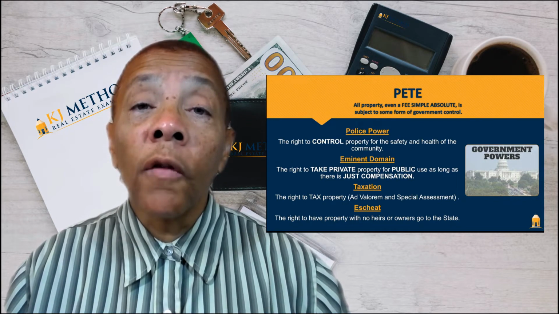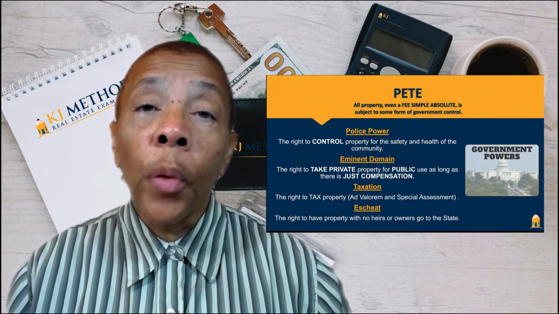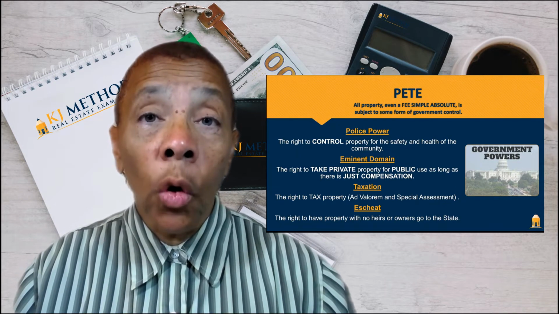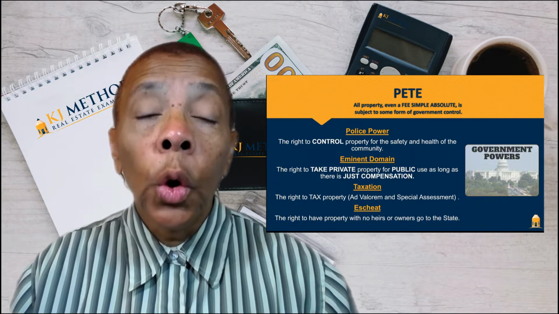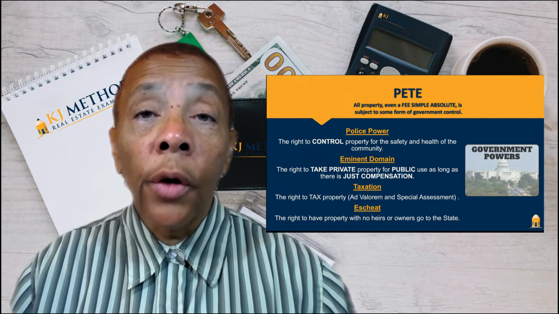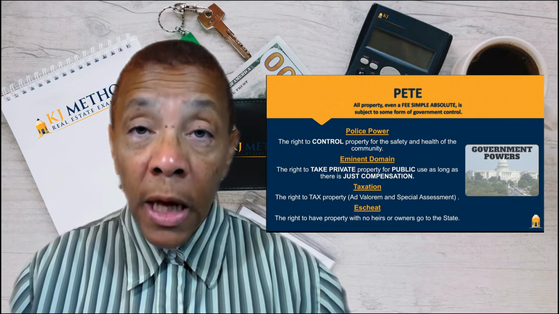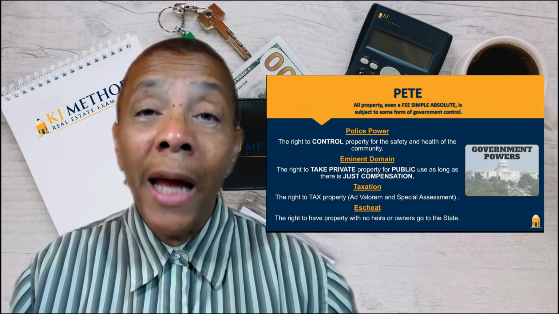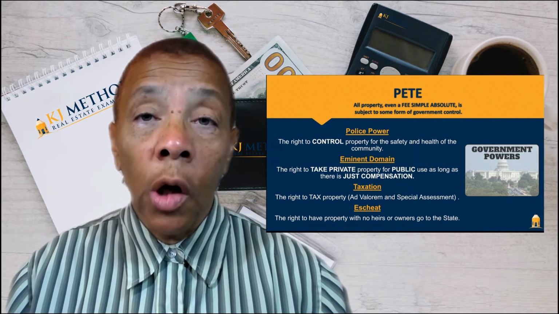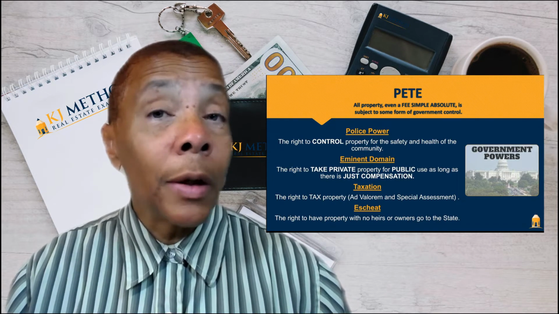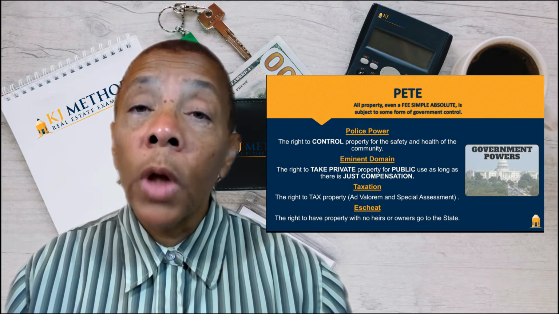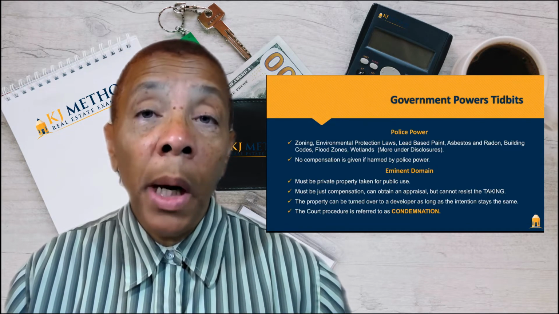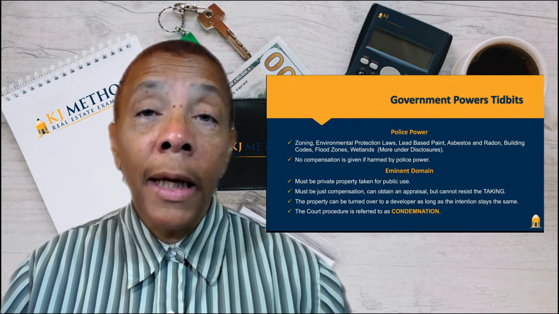Additionally, we have the government's right to taxation. You probably remember that that would be a special assessment or ad valorem tax. And also we have escheat, where the government can take your property if there is no heirs to the property, and it will revert over to the state government. And when I say taking there, it's not the same type of taking as under eminent domain. So let's just look at police power and eminent domain in isolation.